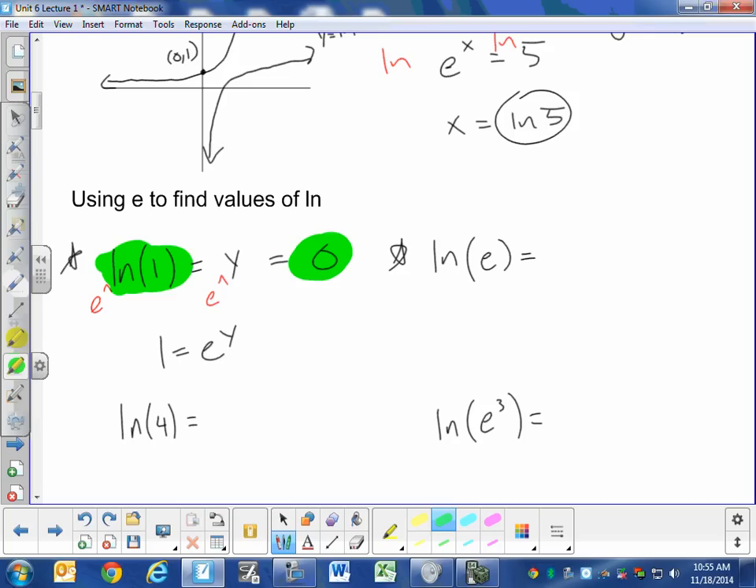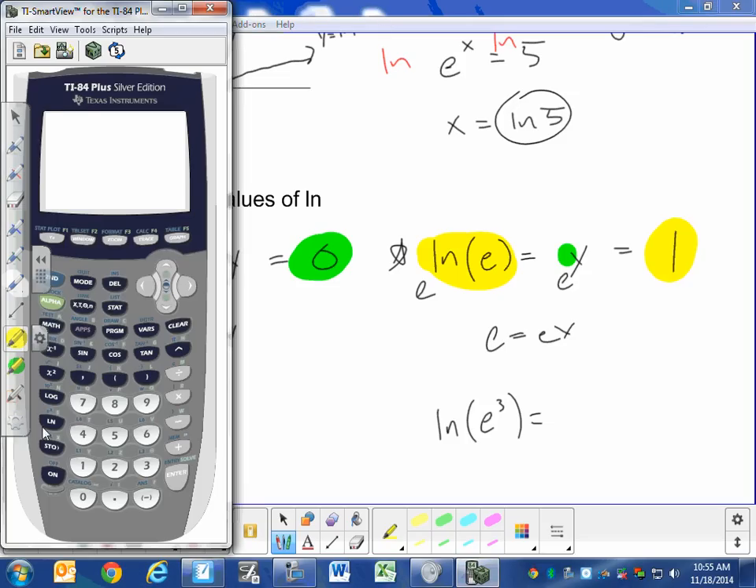If I take e to the power of both sides, I get e equals e to the whatever variable I choose to use. So let's use y or x or whatever. I get e is equal to e to the y. Well, what does y have to be? 1. Log of e is 1. This can be confirmed in your calculator. Log of 1 is 0. Log of e is 1.